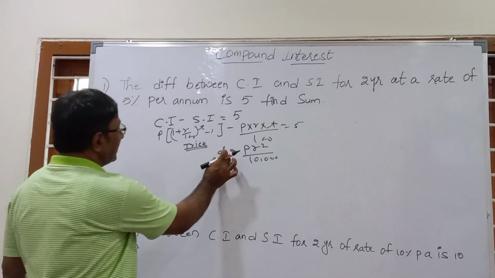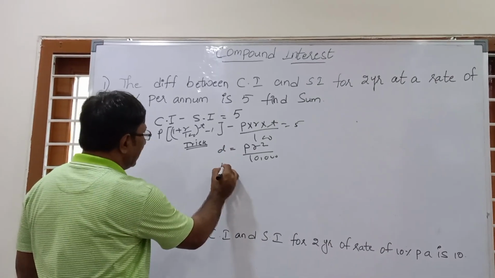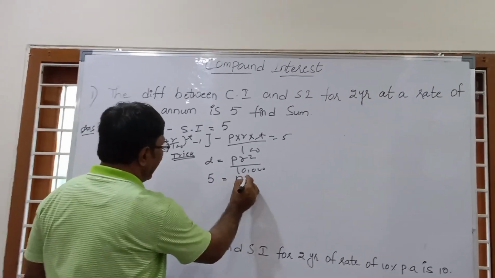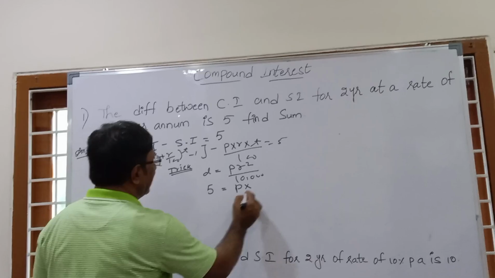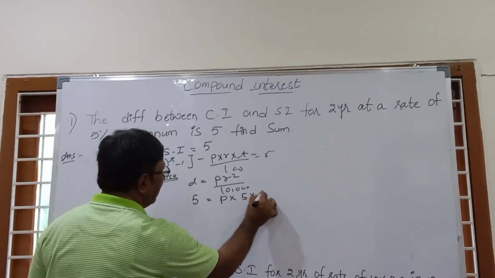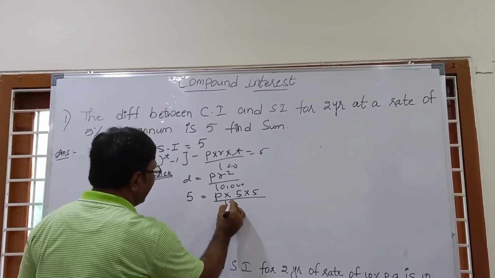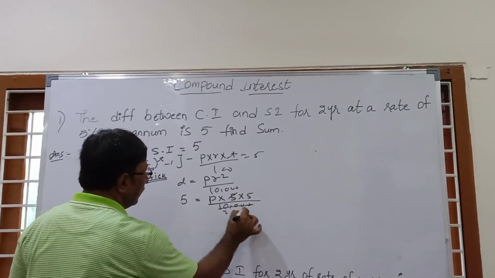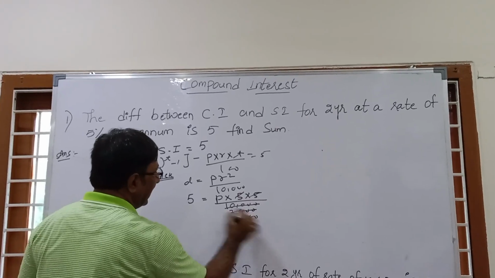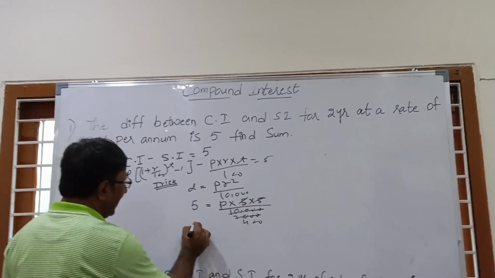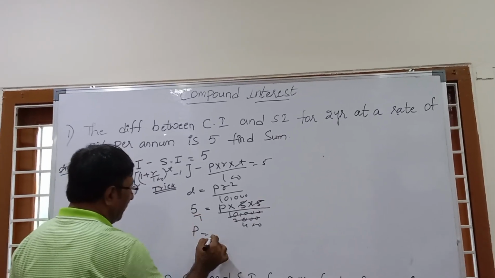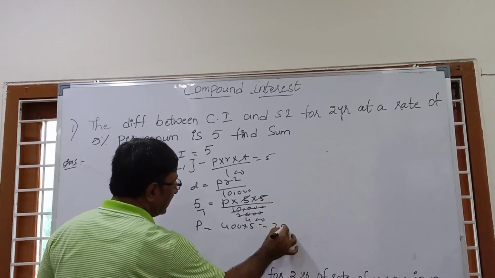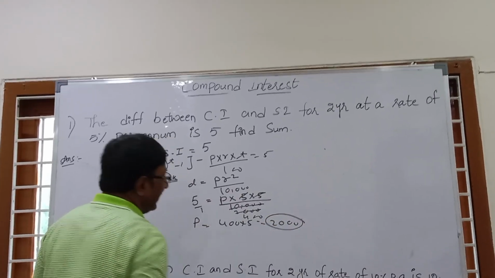Now the difference of CI and SI is given as 5. Principal is not given, we have to find it. Rate is given as 5%. So this is 5 multiplied by 5 divided by 10,000. Okay, 5 2s are 10, that is 2000, and 5 4s are 40, that is 400. So P equals 400 into 5. 4 5s are 20. Our correct answer is 2000.